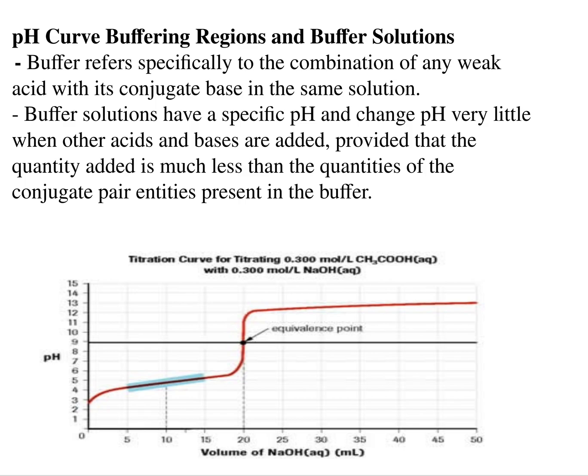Now we also have these buffer regions that we want to talk about a bit. A buffer is specifically a combination of any weak acid or base with its conjugate in the same solution. Really important thing about that is it has to be a weak acid. The three things that you never see in a buffer are hydronium, hydroxide, and water, because those are your strong acids and bases, and water is the conjugate for both of them.